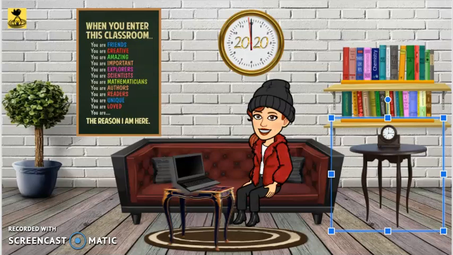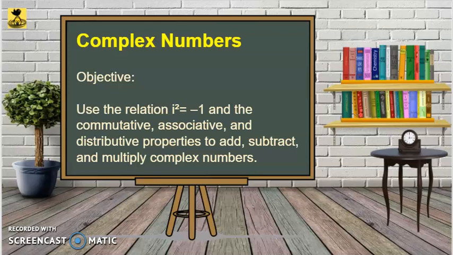Today, we will have a new lesson, and it's about complex numbers. The objective is to use the relation i squared equals -1 and the commutative, associative, and distributive properties to add, subtract, and multiply complex numbers.